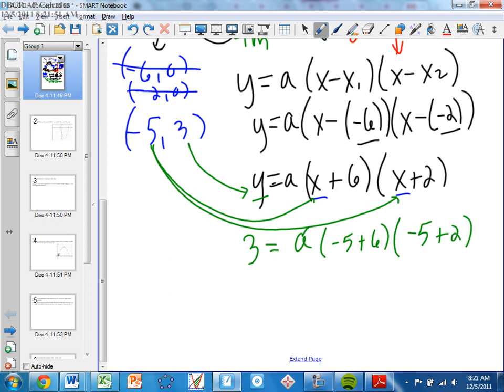Now just solve for a. Please do not FOIL this. Simplify in the parentheses first, and then multiply everything. Oops. So what do we get for a when we solve? Negative 1. Very good.